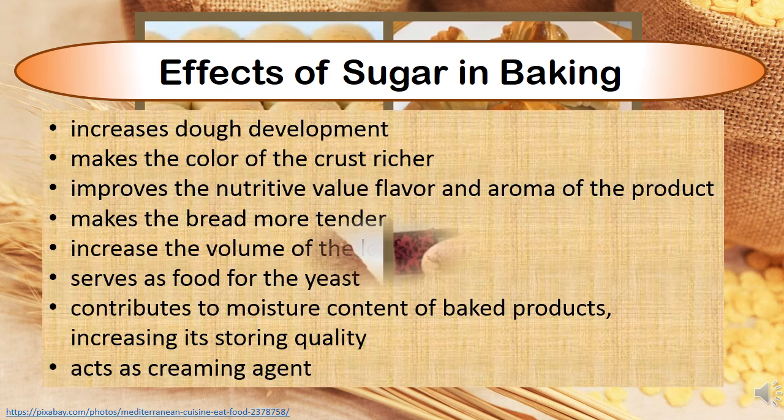The following are the effects of sugar in baking. It increases dough development. It makes the color of the crust richer. It improves the nutritive value, flavor, and aroma of the product. It makes the bread more tender. It increases the volume of the loaf. It serves as food for the yeast. It contributes to the moisture content of baked products, increasing their storing quality, and acts as a creaming agent.